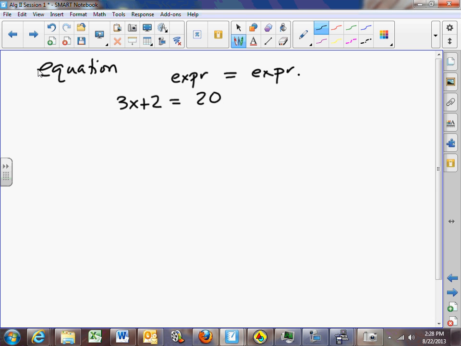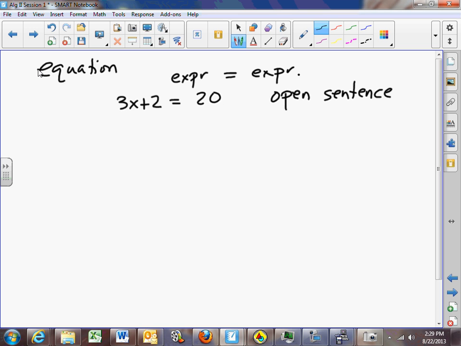Sometimes we refer to this equation as an open sentence, because what it really says is that 3 times the number plus 2 is equal to 20. That might be true, and it might be false. If x were 6, 3 times 6 plus 2 would be equal to 20. But if x were 5, 3 times 5 plus 2 wouldn't be equal to 20. So an open sentence is one that can be true or false.